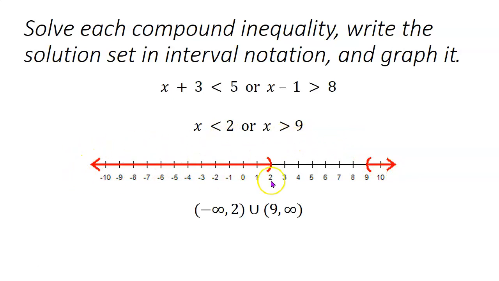Here's what that looks like on the number line. And then in interval notation, these are two separate pieces. This is the interval from negative infinity to 2. And this is the interval from 9 to positive infinity. And since we want everything that's in one or the other of those taken all together, here's how we write it. The interval from negative infinity to 2 union the interval from 9 to infinity.